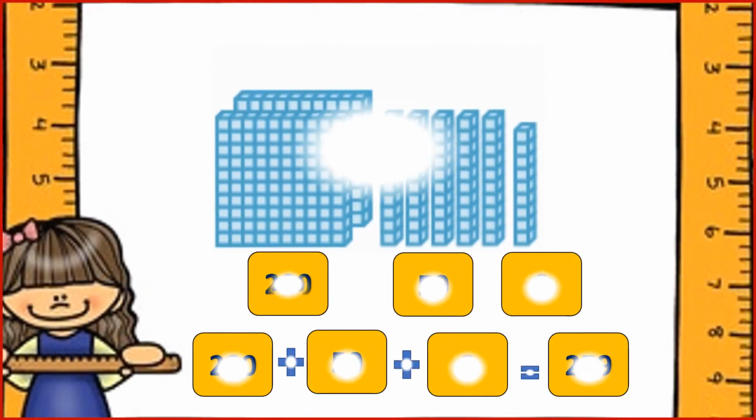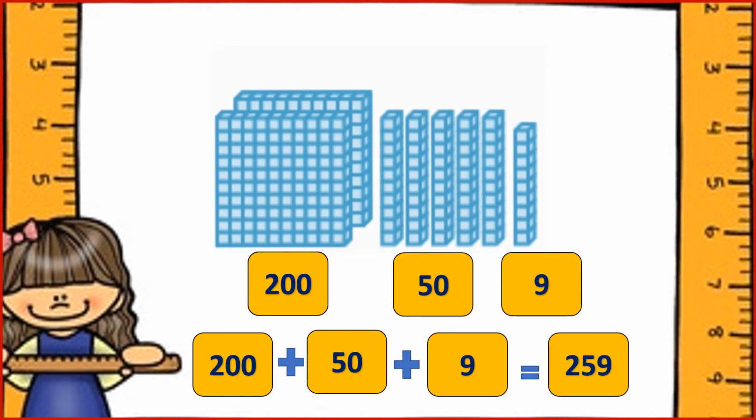Dear children, can you do this example for me? Let's do it together. So how many layers of 100 we have? 200. Correct. And how many stacks of 10 we have? 5 stacks of 10, which makes 50. And how many individual blocks we have? 9. Very good. So children, when we add 200 plus 50 plus 9, it gives the number 259. So you have learned it very well.